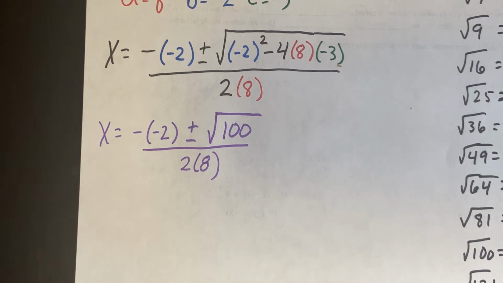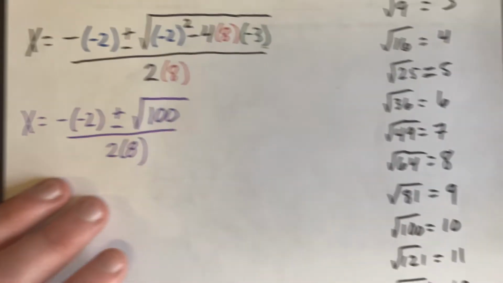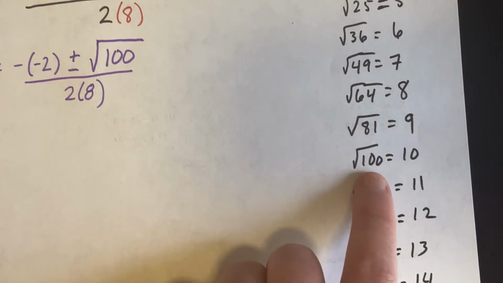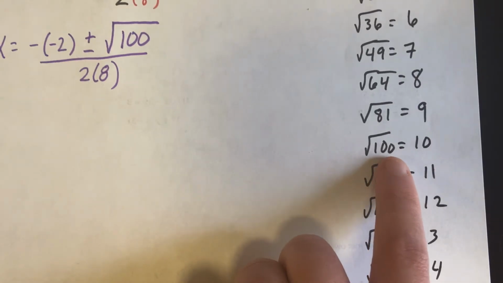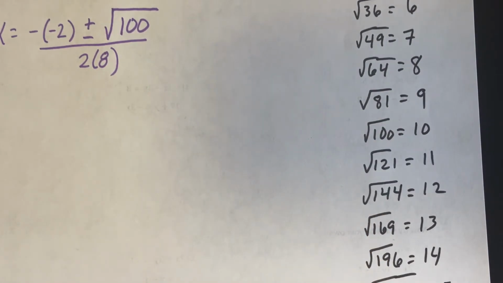Well, again, these are rational examples. And if you see from our list over here, the square root of 100 is a perfect square. It does have a number that when multiplied by itself, it gives us our value, right? The square root of 100 is 10.